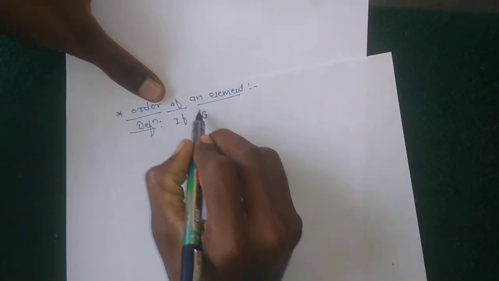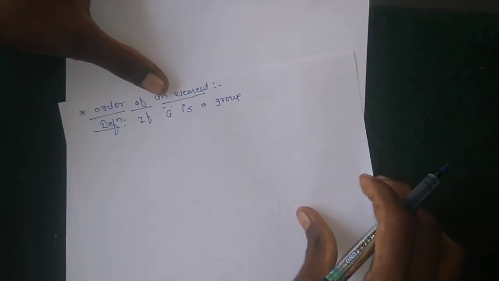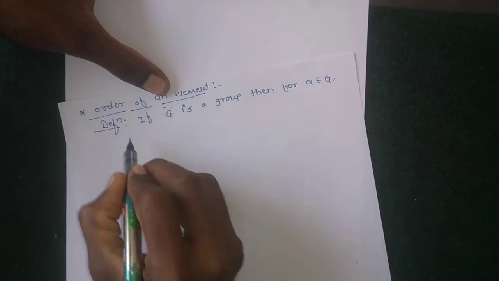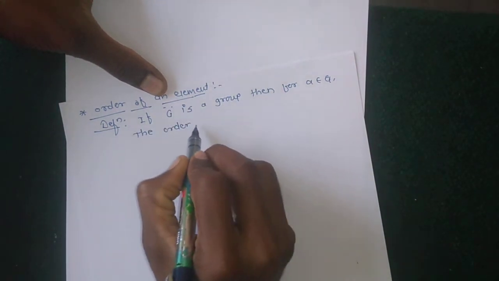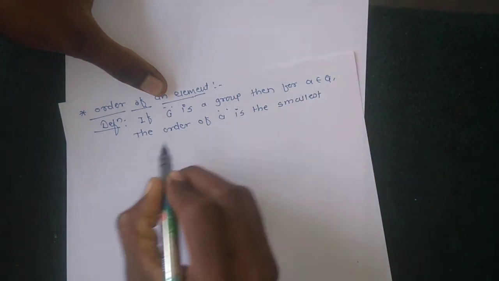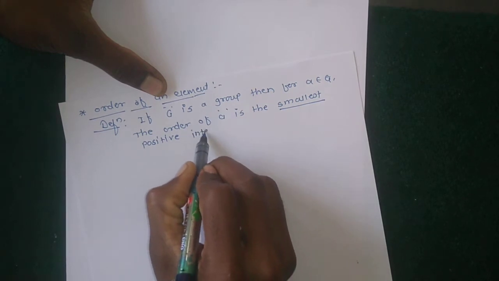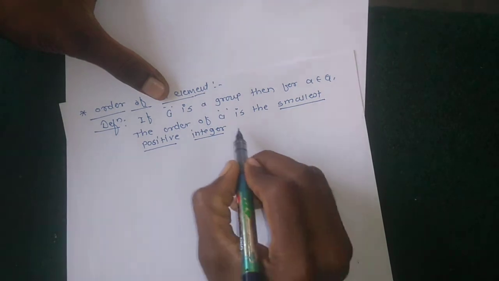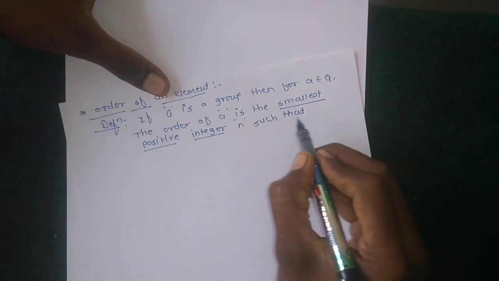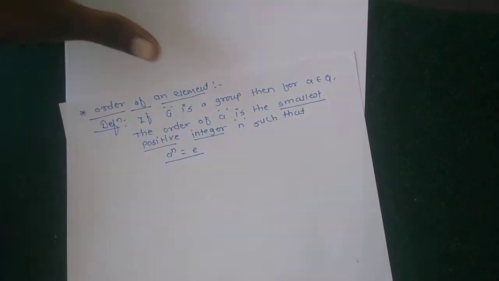Definition: if G is a group, then for a belonging to G, the order of a is the smallest positive integer n, such that a raised to n equals the identity. Smallest positive integer is a very important phrase. This is a very important definition for the order of an element.